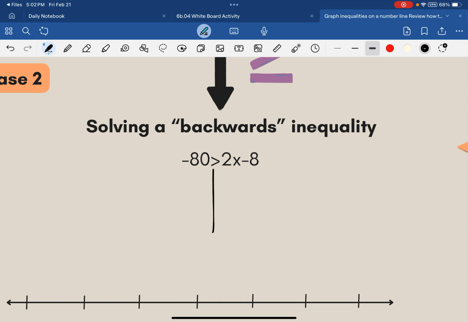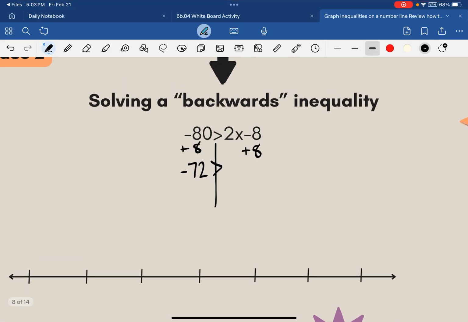Treat it like normal. I look at the x. Okay, there's the x right there. We're going to get rid of the loner, which is minus 8. So the opposite would be adding 8. Adding 8, that becomes negative 72. We keep the sign there. And then the 2x comes down. And the negative 8 plus 8, whatever you want to say, is zeroed out.